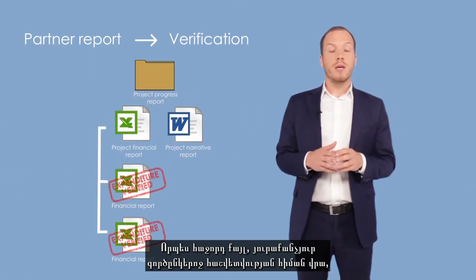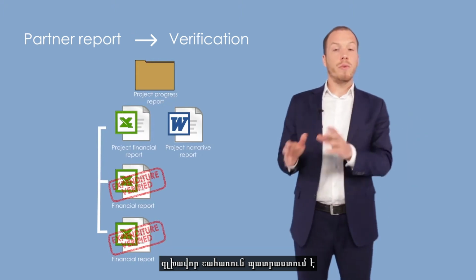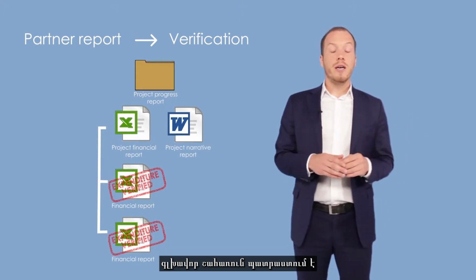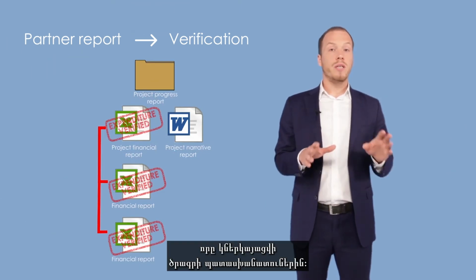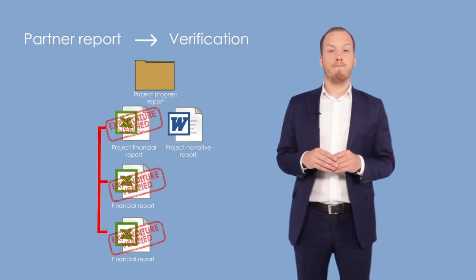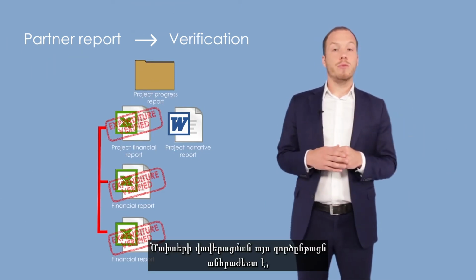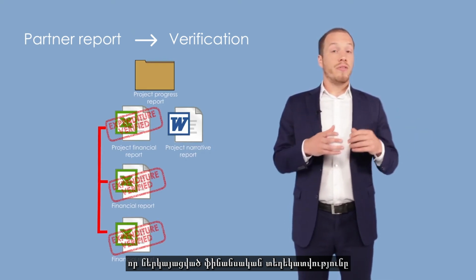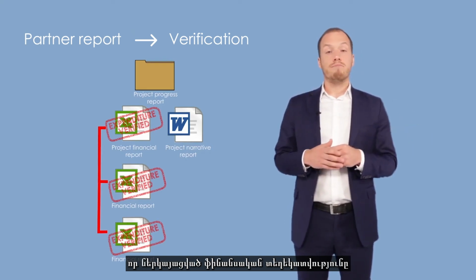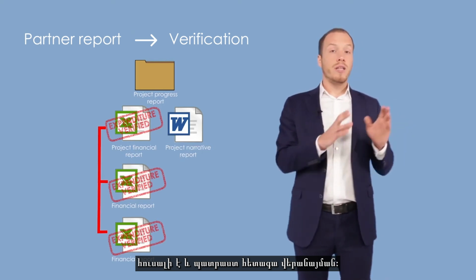As the next step, based on the report of every partner, the lead beneficiary prepares a consolidated project progress report to be submitted to the program authorities. This expenditure verification process is needed so that the program can be sure that the financial information presented is reliable and ready for further review.